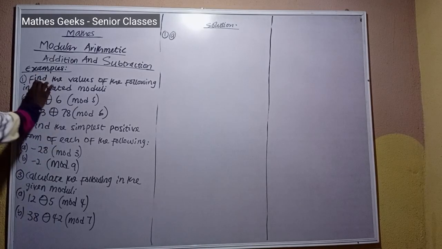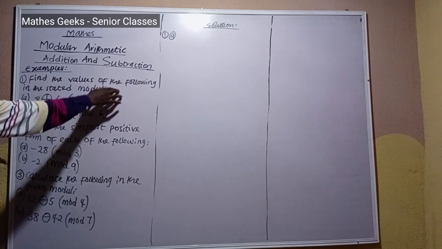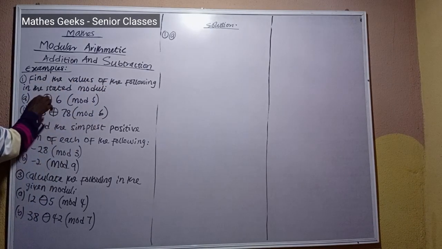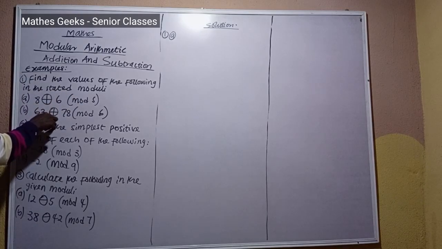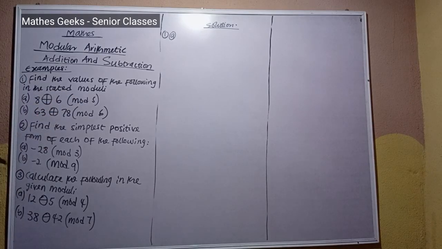From the instruction here, you have to carry out this operation in mod 5. What this simply means is addition in modular arithmetic.